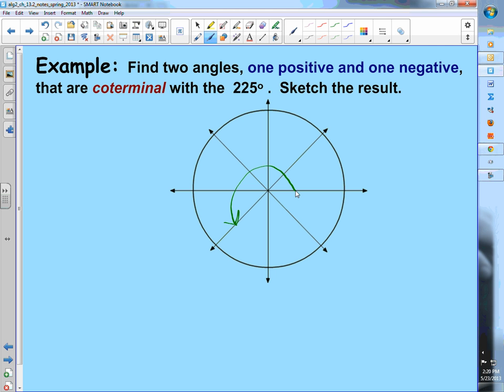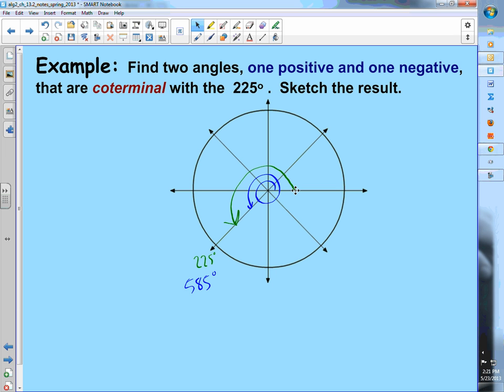Okay, so there's 225. And what was a coterminal angle for 225? 585. How'd you get it? Added 360 and got 585 degrees. So that would look like all the way to here, and then one more time around. There's your 585. Yes.